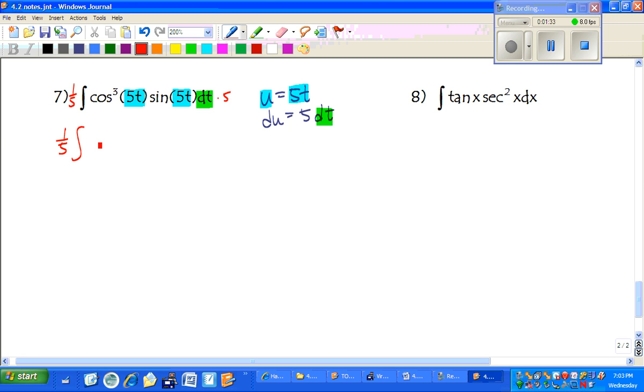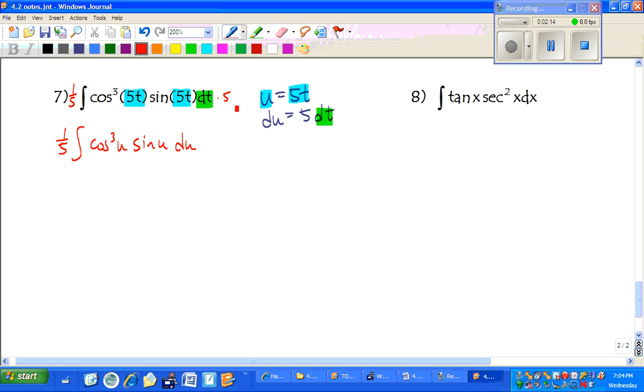We get 1/5 times the antiderivative of cosine cubed of u times sine of u du. Here's our problem. This is still complicated. We can't take the antiderivative of this. If there was a plus or a minus, then we could do the antiderivative of the sine of u part, but this cubed is making things complicated. So sometimes you may try u substitution and do the wrong thing. That's okay. As long as you realize, okay, this isn't going to work, I need to go back to the drawing board. There's got to be something else that we can make u.